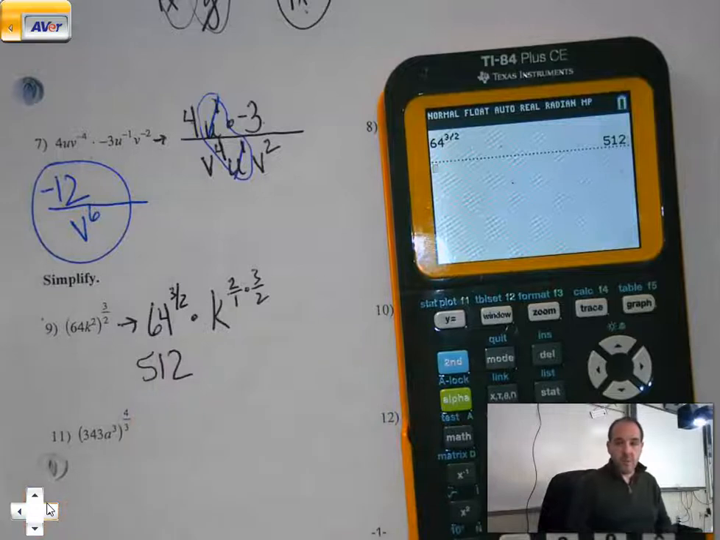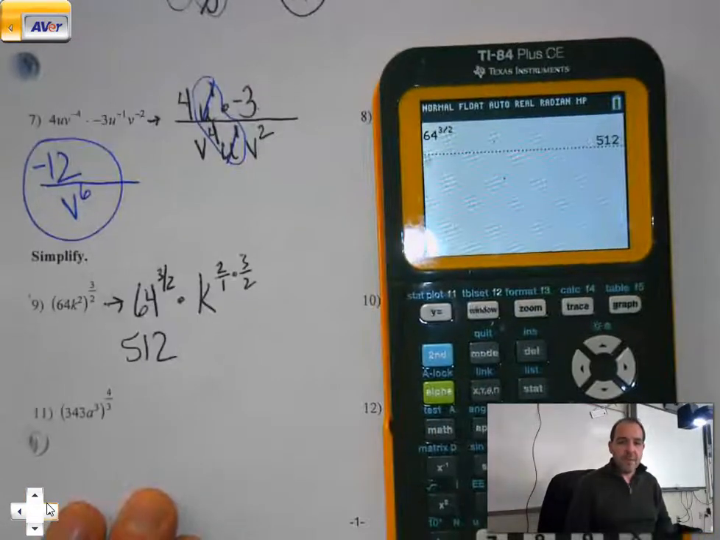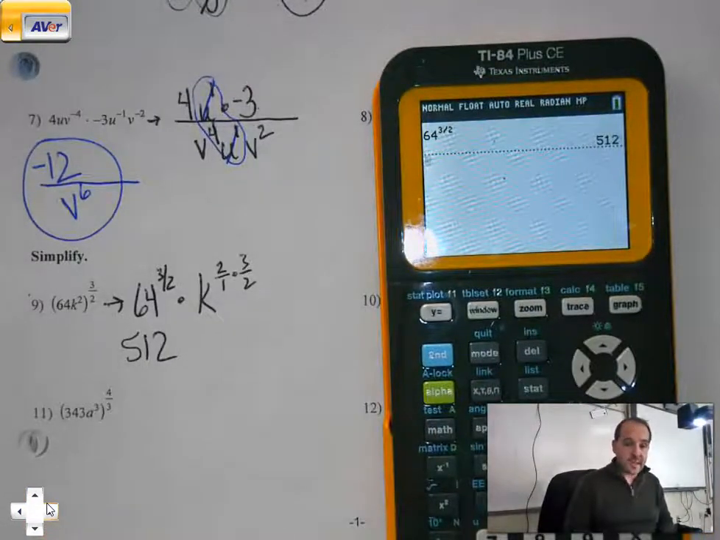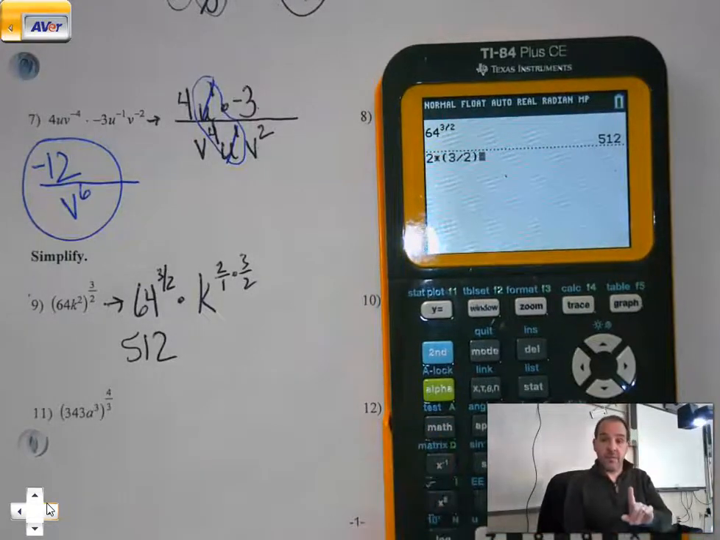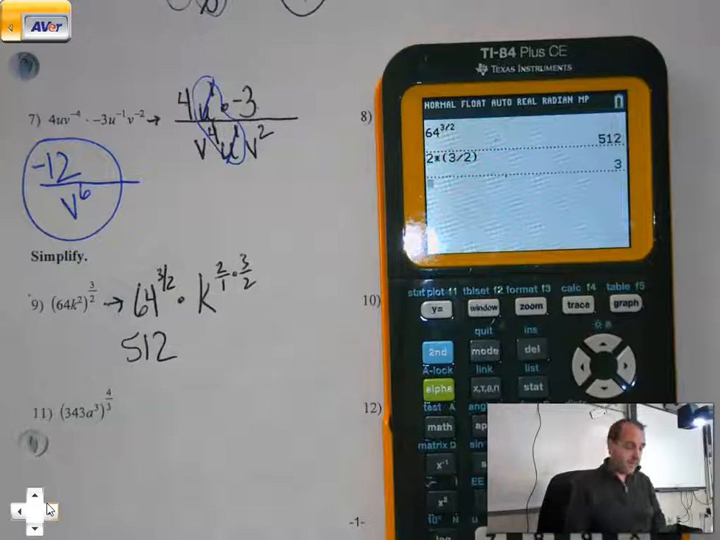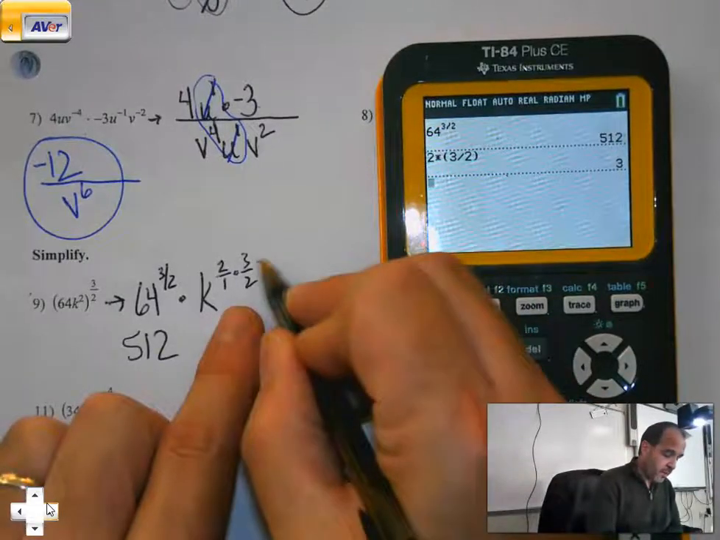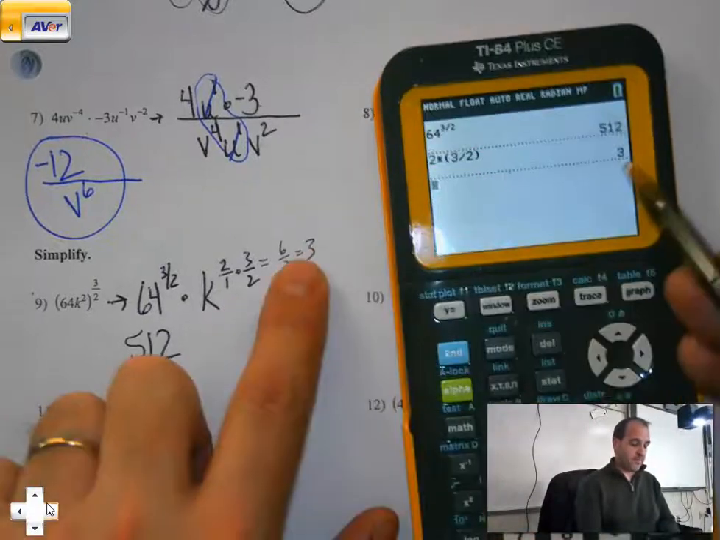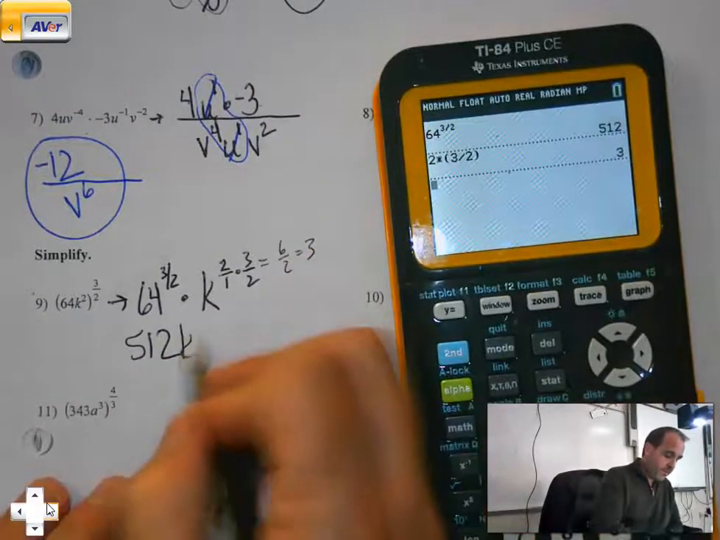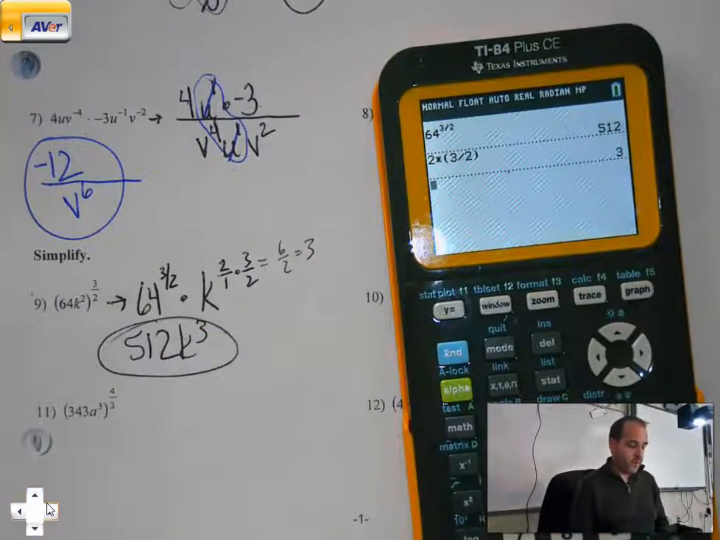We write that number down. Then you can either use the calculator to do 2 times 3/2 in parentheses, which is perfectly fine, or you could multiply across and simplify what you get. You get the same thing. And we're good there.